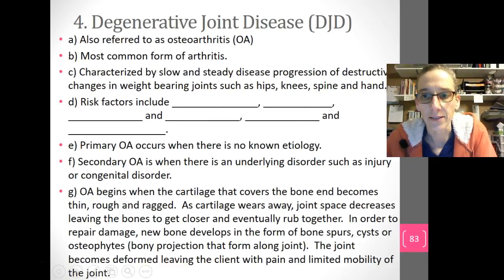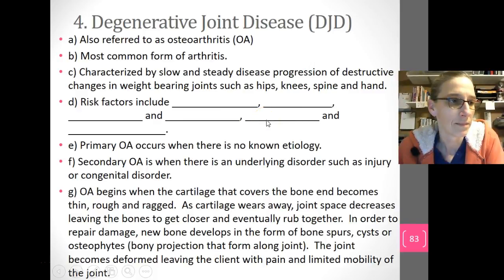Risk factors include what? If this affects weight-bearing joints, what are risk factors? Okay, hopefully you realize that risk factors are going to be increasing age, previous joint injury, obesity is a huge one, congenital and developmental disorders, hereditary factors, and decreasing bone density. These are all risk factors for OA or DJD. Primary OA occurs when there's no known etiology or no known cause. Remember, if you don't know this word, please look it up. Secondary OA is when there's an underlying disorder, such as an injury or a congenital disorder that causes the osteoarthritis.